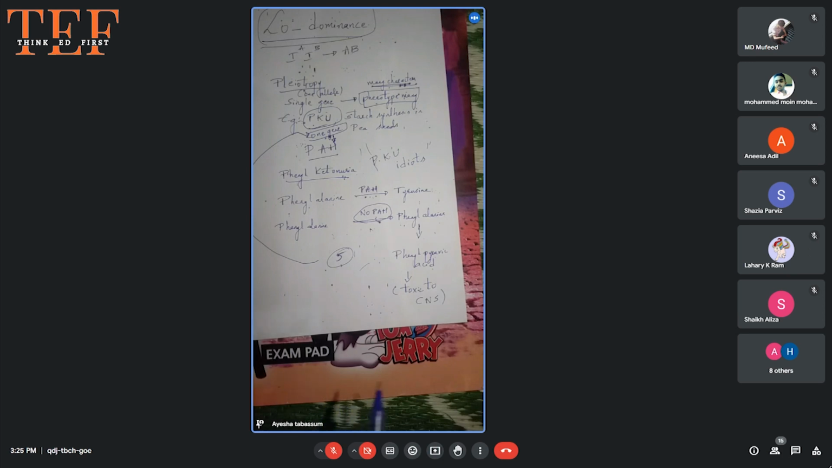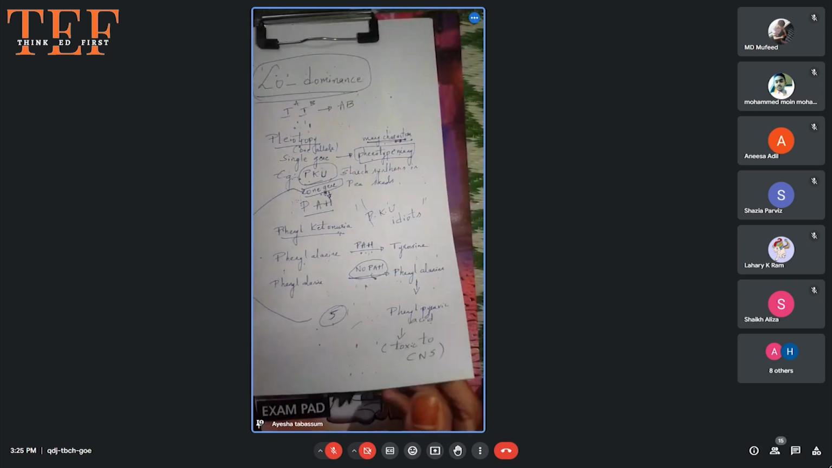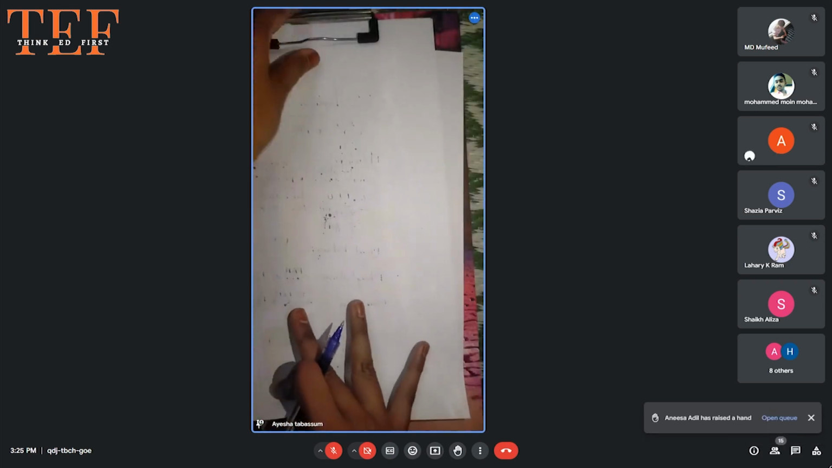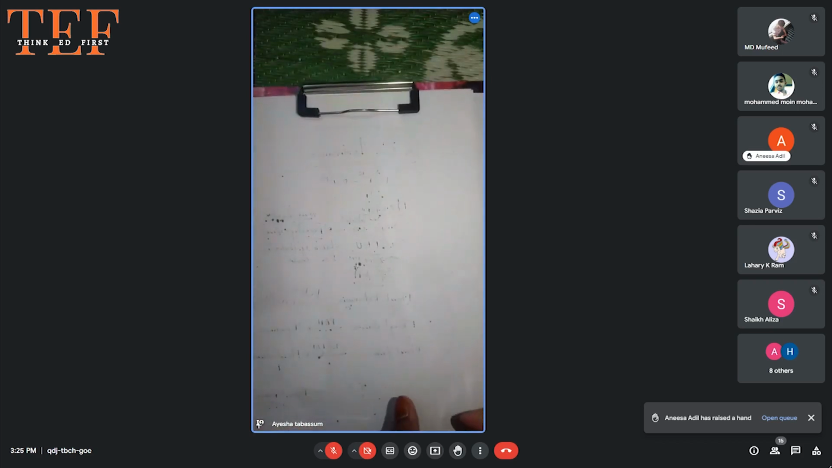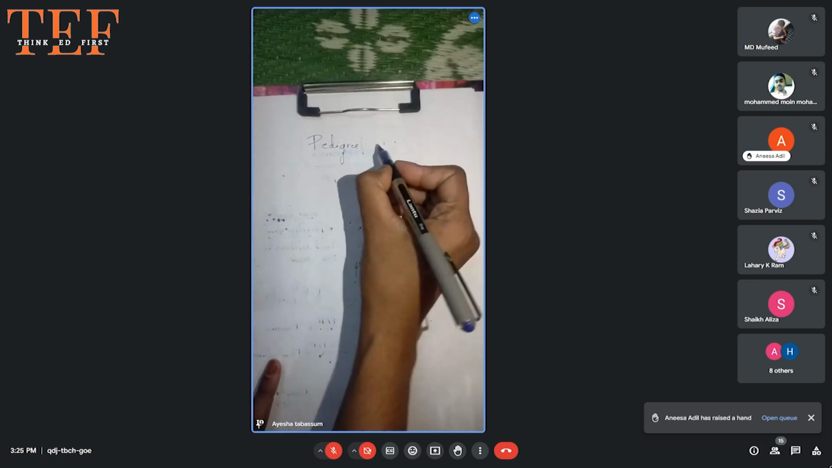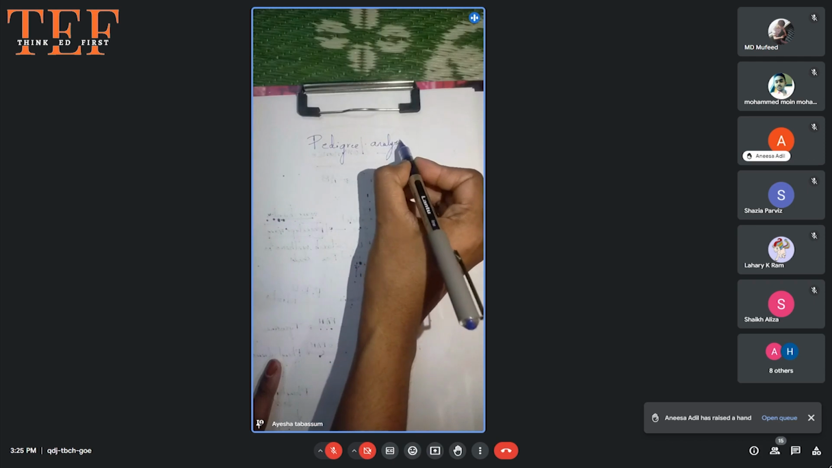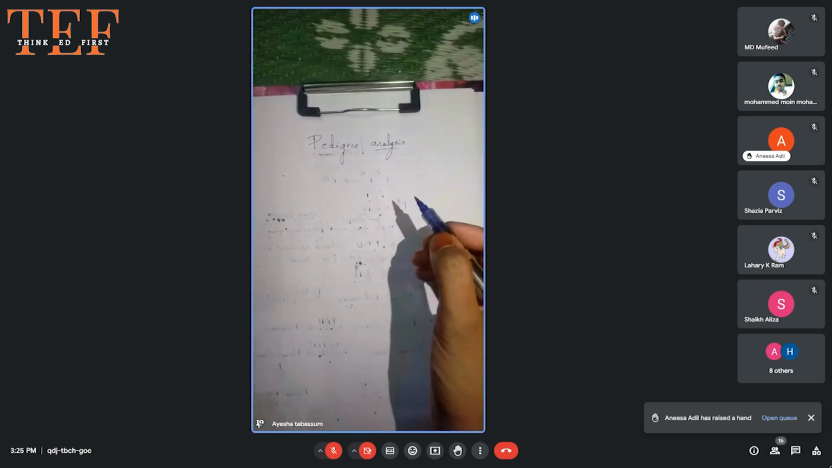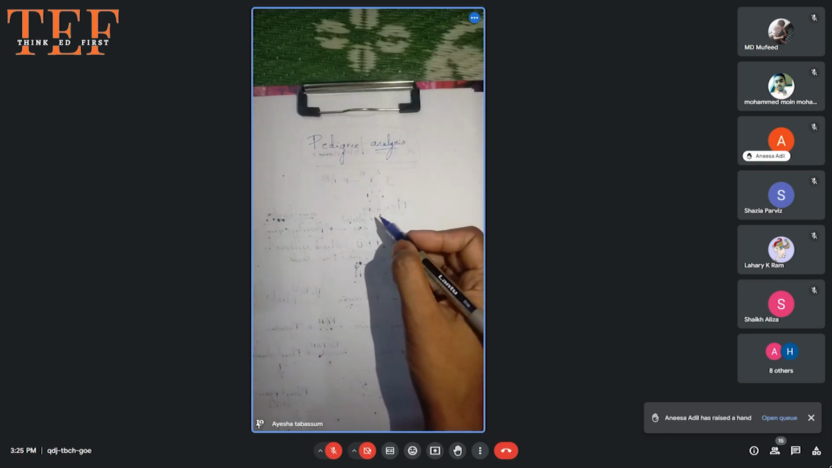This pedigree analysis is also very important. There you have to remember the symbols of the pedigree analysis. So what is this pedigree analysis? The analysis of traits or diseases in different generations of a family is what you call pedigree analysis. Like if you are analyzing a trait or any disease in different generations.